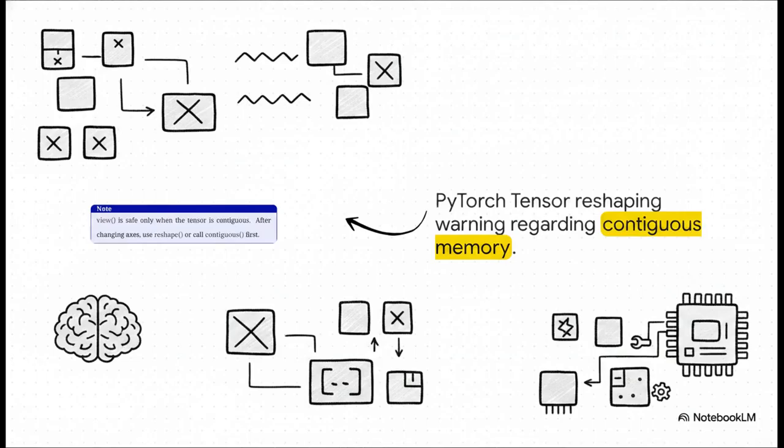And honestly, it doesn't shy away from real, frustrating engineering quirks either. There is a specific warning regarding PyTorch tensors, highlighting that the view function is only safe when a tensor is stored contiguously in memory. If you've been transposing axes, you have to intentionally use reshape or explicitly call contiguous first. These are the practical, in-the-weeds debugging tips that ensure your AI project doesn't just work in theory, but actually executes in practice on your hardware.